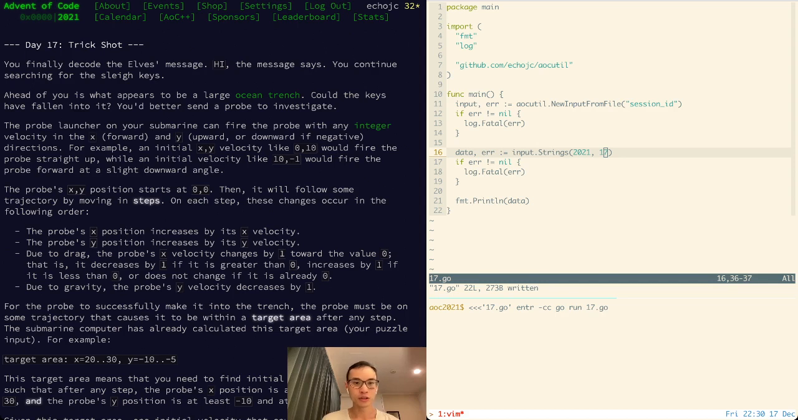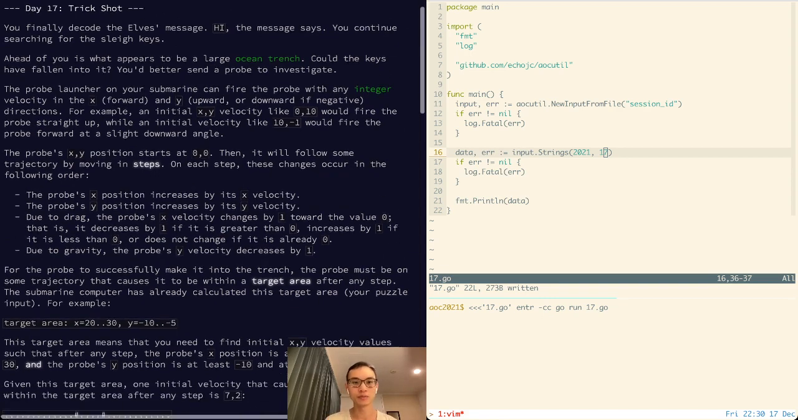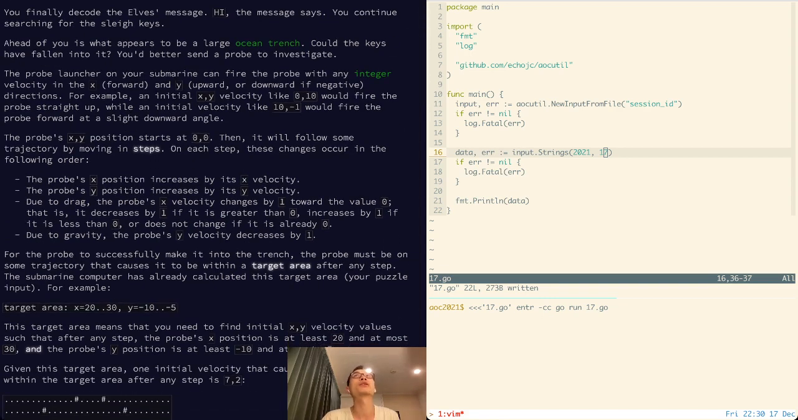The probe launcher on your submarine can fire the probe with any integer velocity in the x (forward) and y (upward or downward, or negative) directions. For example, an initial velocity of x,y like 0,10 would fire the probe straight up, while an initial velocity like 10,-1 would fire the probe forward at a slight downward angle. 10,-1. Okay, so -1 points down. Yep, that makes sense. The probe's x,y position starts at 0,0.